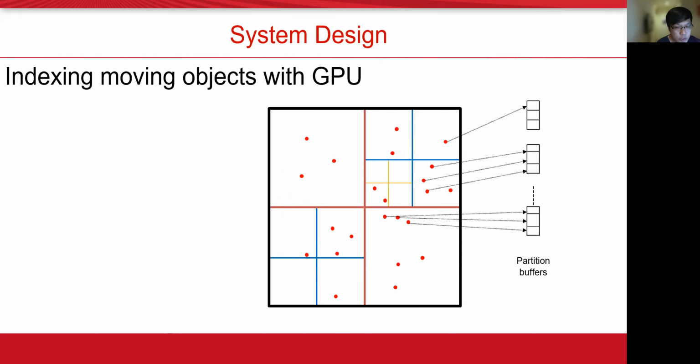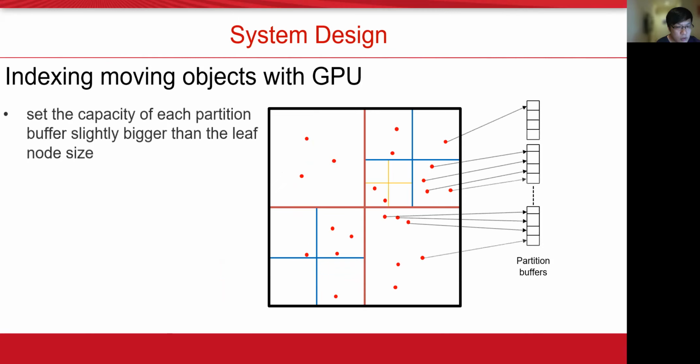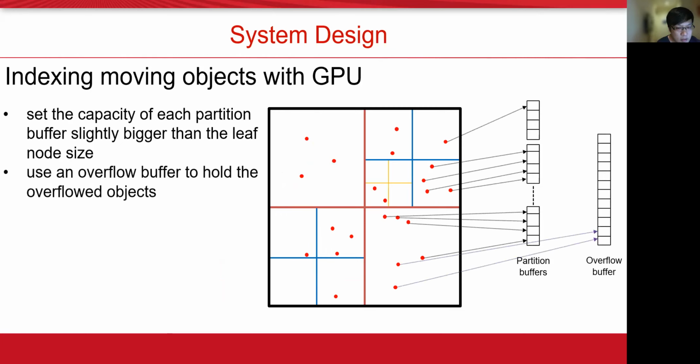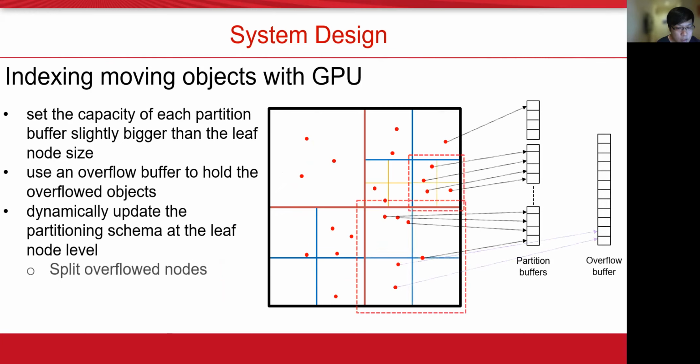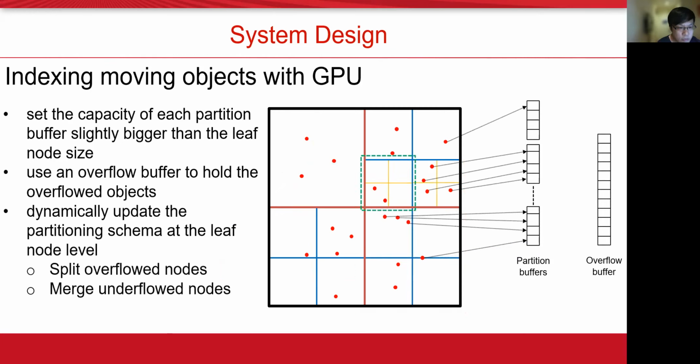We take three approaches to handle this issue. First, we set the capacity of each partition buffer slightly bigger than the leaf node size. Second, we use a globally shared overflow buffer to hold the overflowed objects. And third, we dynamically update the partitioning schema at the leaf node level. We split the overflowed nodes and merge the underflowed nodes.